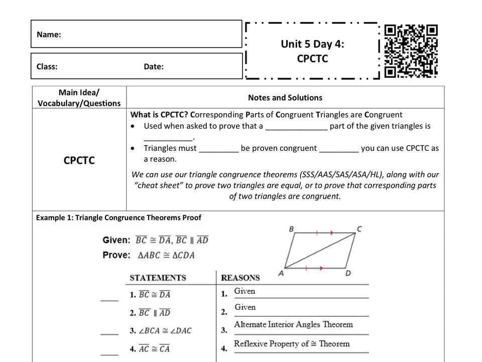In a continuation of what we learned last time with the little foldable, all of our congruence theorems, we can now use those congruence theorems to prove things about triangles. So, I always say those letters wrong. CPCTC stands for corresponding parts of congruent triangles are congruent.